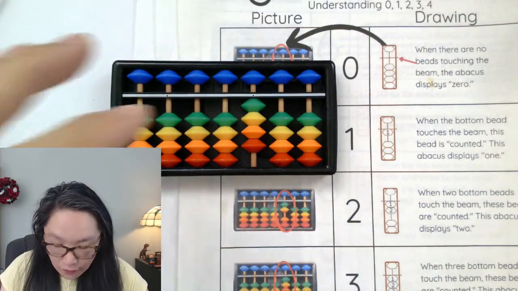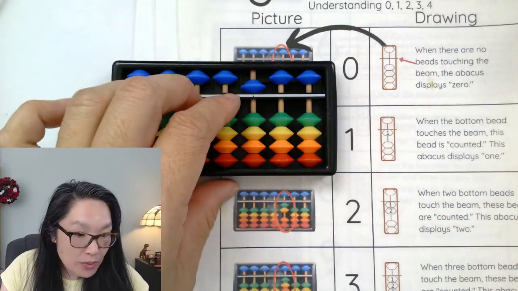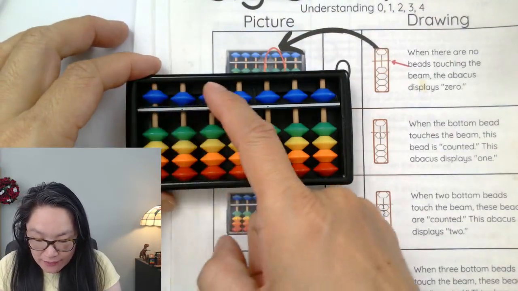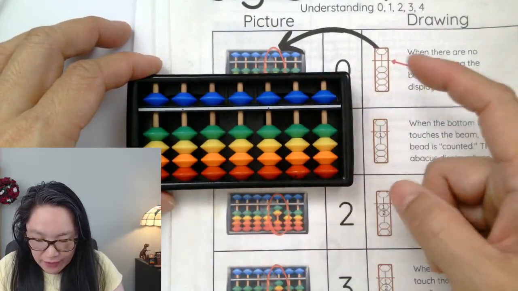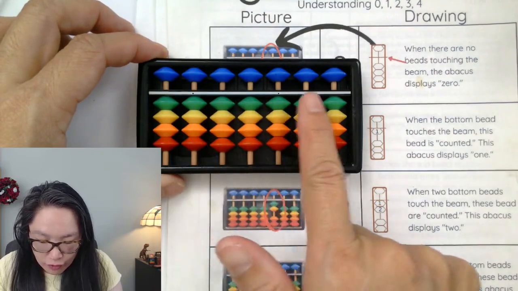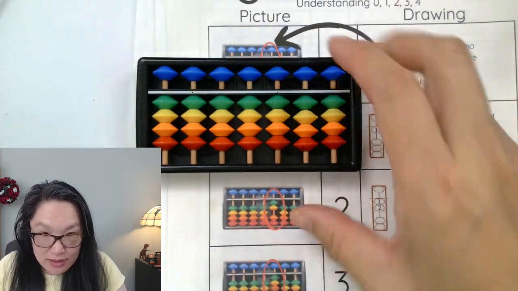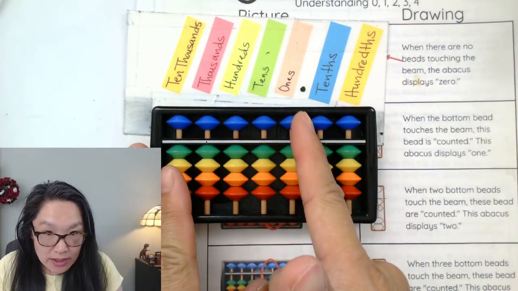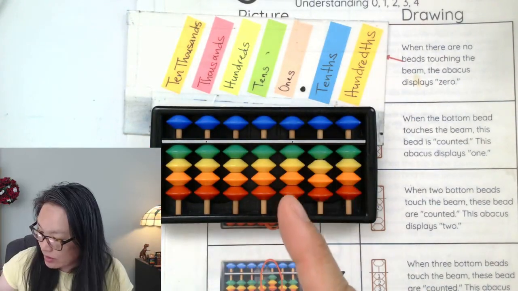So then what's after 4? After 4 is 5. The top bead will always be 5, no matter what. So if I did this, these are all 5s. If I did this, it's all 4s. What happens after this? If you notice, I have a decimal that sits between the 1s and the 10s. So now we can do decimals.